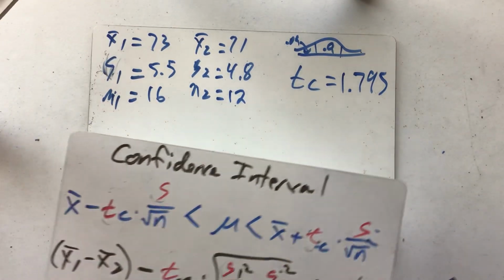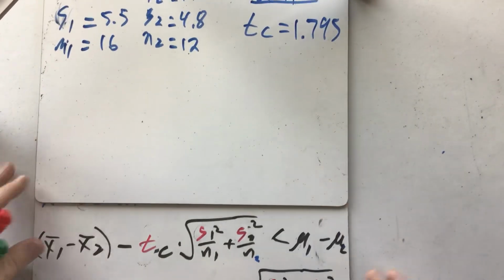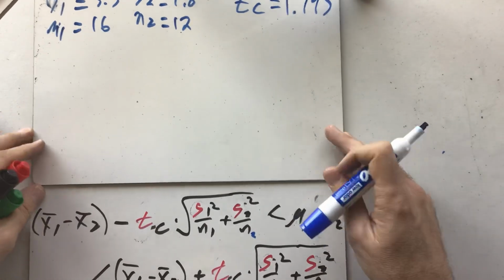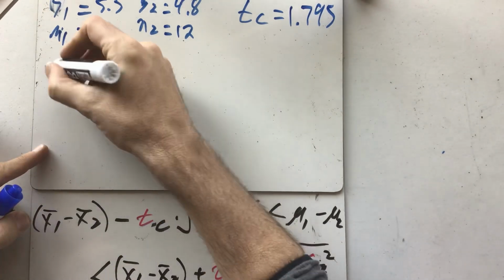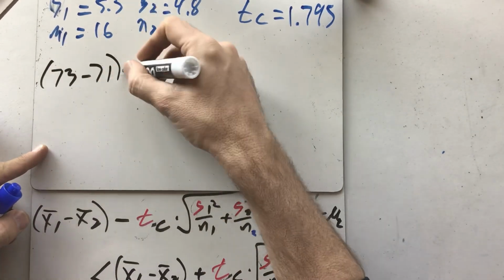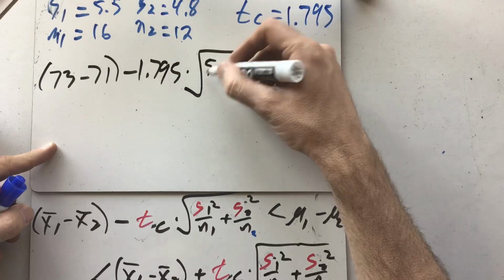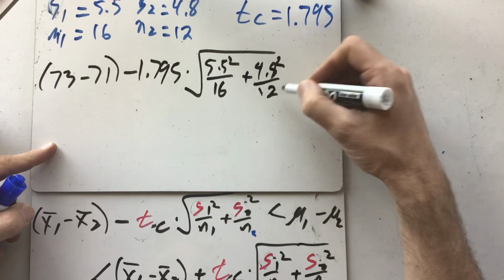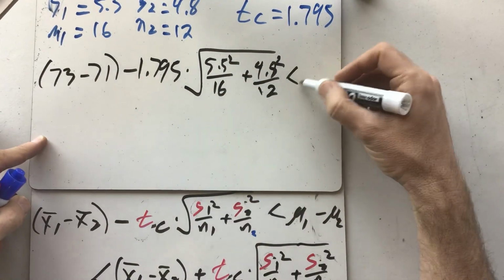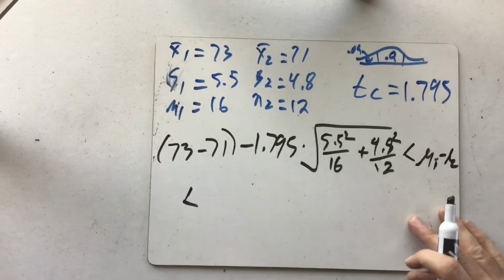So what am I going to do now? Now I just have to take all of those things and try to plug them successfully into this formula that I had earlier. So good luck to us getting it all plugged in correctly, but let's see how it goes. So we plug it in, we get 73 minus 71 minus 1.795 times the square root of 5.5 squared over 16 plus 4.8 squared over 12, and this is less than mu1 minus mu2, and this is less than the same thing, so let's get rid of that and write it all out.